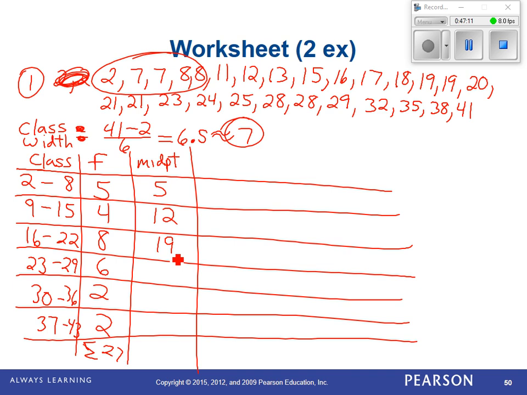You guys are not coming in quite as quick with your answers. What should happen is we go, how much should we go up each time? 7. The same as our class width. So 19 plus 7 is what? 26. 26 plus 7 is 33, that's gonna be the midpoint there. 33 plus 7 is 40.